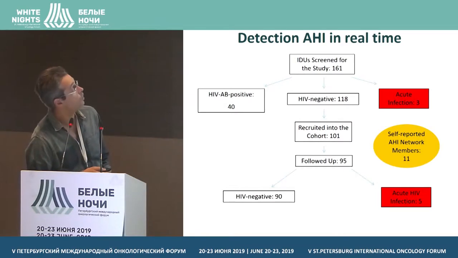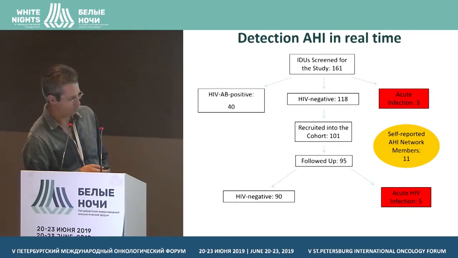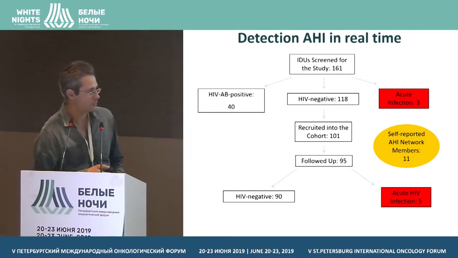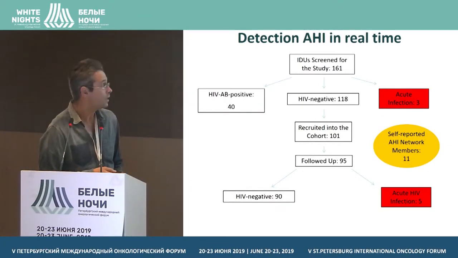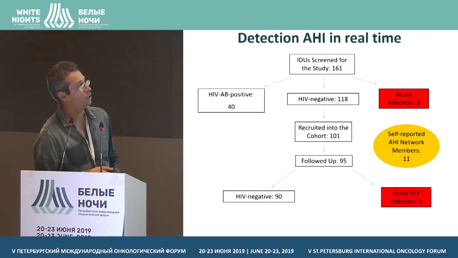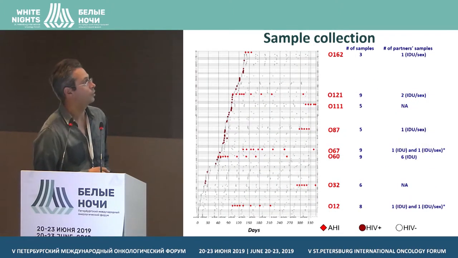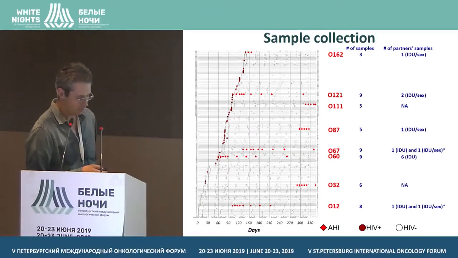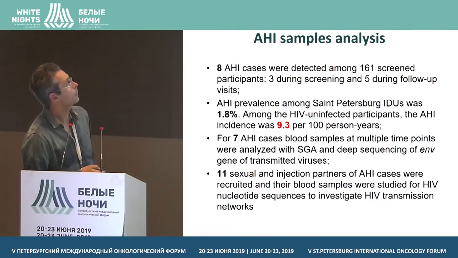That's the cohort. It initially included 160 subjects. We're short of time, Alexei. We detected 8 cases of acute HIV infection that allowed us to study the virus quite seriously.